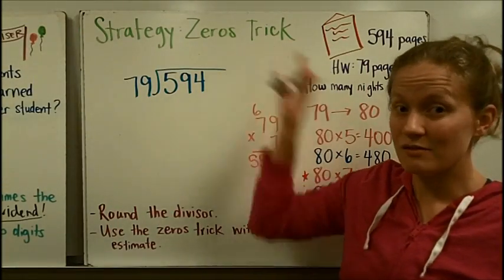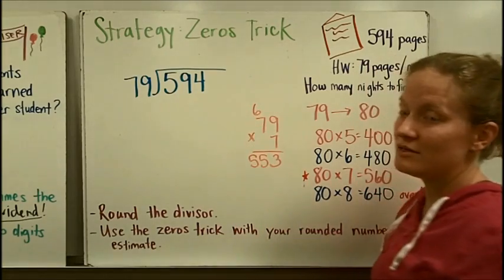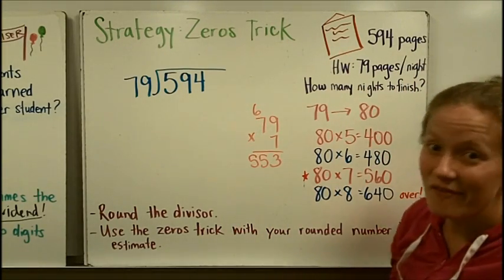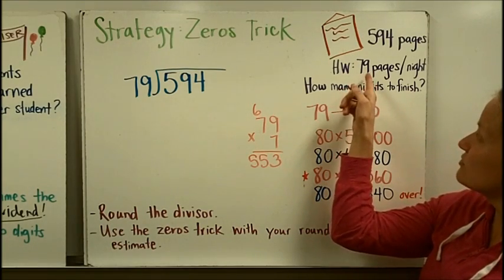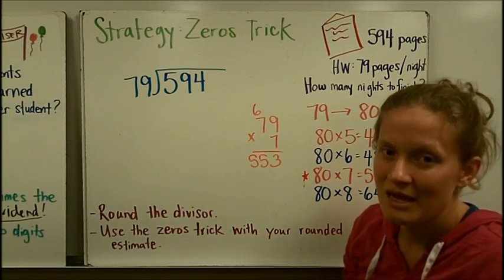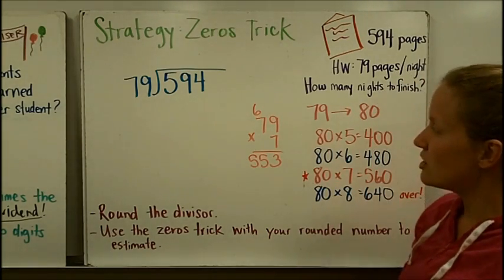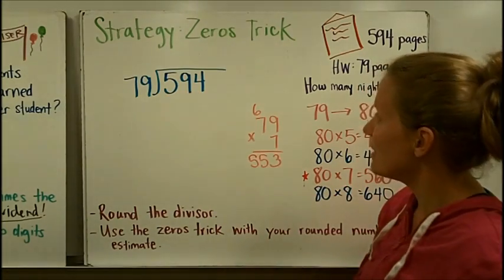Next, we're going to use the zeros trick as a strategy for figuring out how many times the divisor can go into the dividend. Let's say that your teacher assigned you a book that was 594 pages long, and she said, let's read 79 pages a night. And you want to figure out, well, how many nights is that going to actually take me to finish? So we're doing 594 divided by 79.